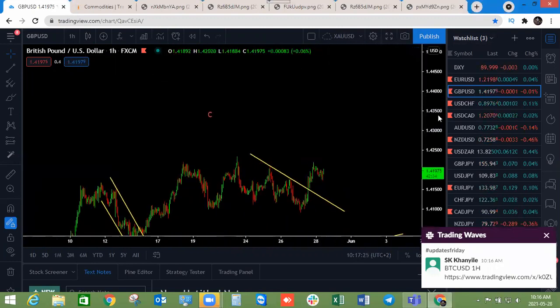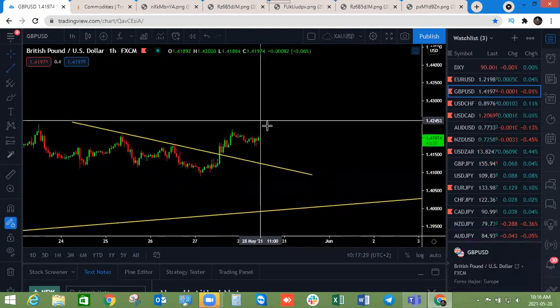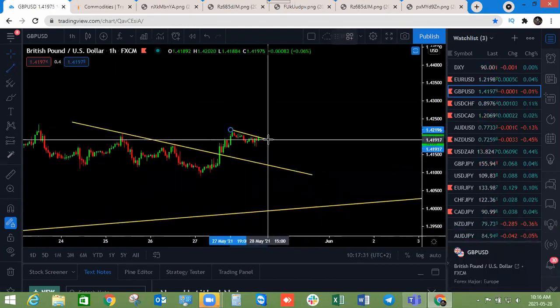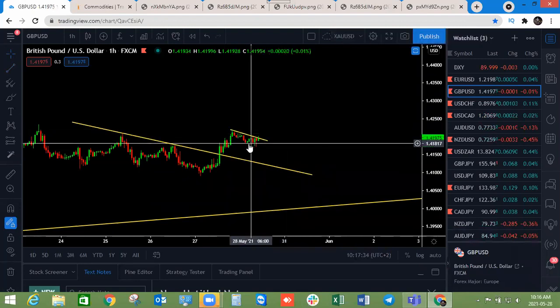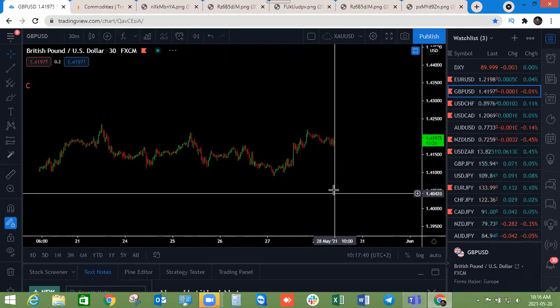But you do not just go and buy this just because I said it's going to push to the upside. You wait for this confirmation. Put in a boundary here. This current candle has not closed yet. We may even go to the 30 minutes here to see the structure clearly because it looks a bit messy as it is.